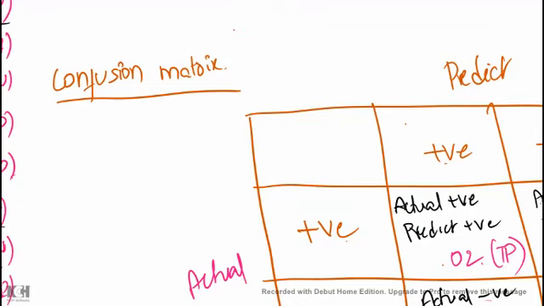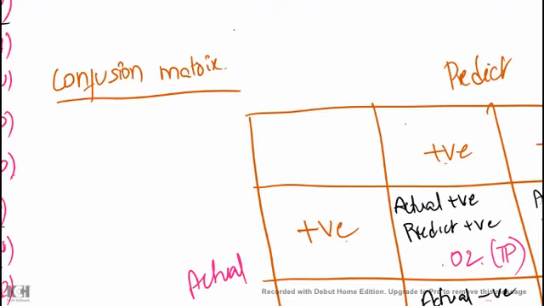Means in the denominator, you have to take the total positives. Which positives do you take? Where precision is there, it means predicted: you have to use the total predicted positives. The denominator is always the total only, total positives. But where the word recall is there, you have to use actual.